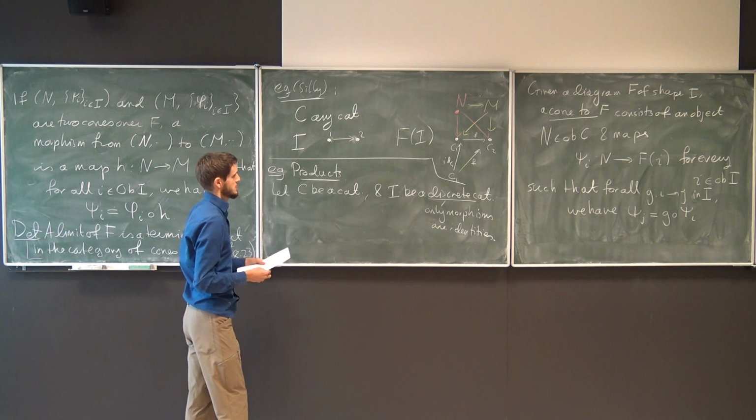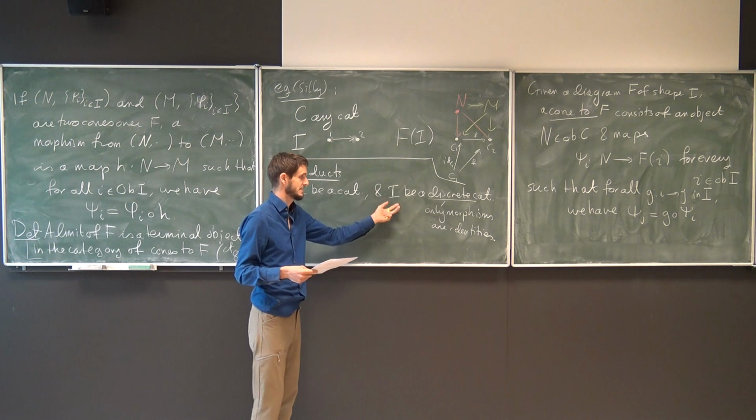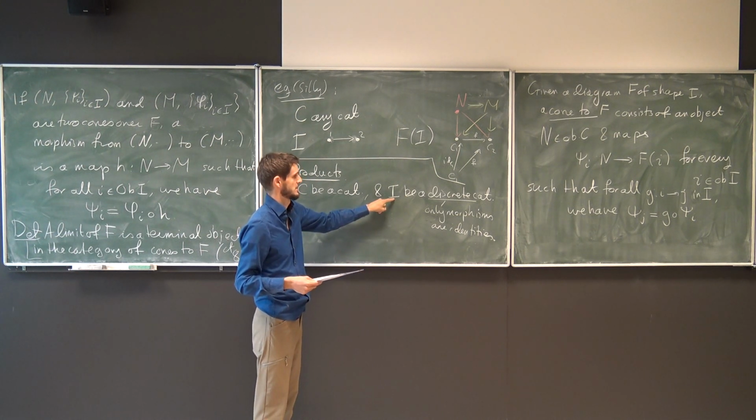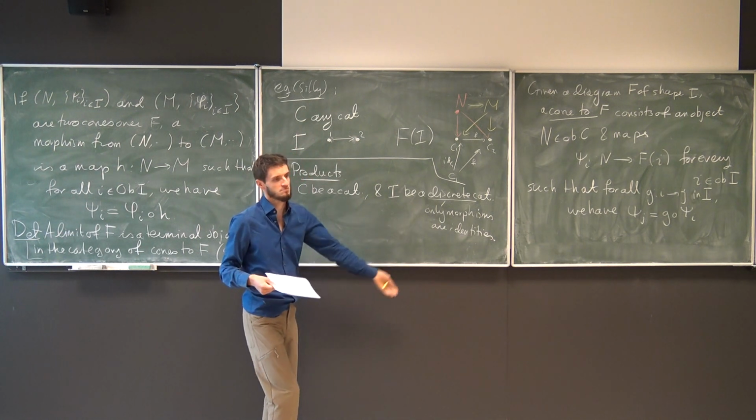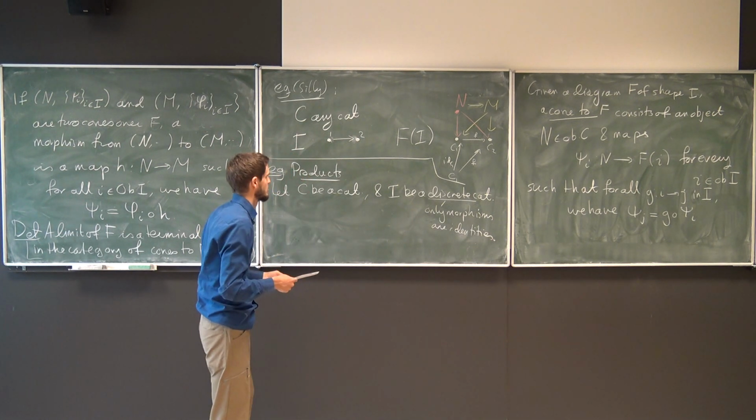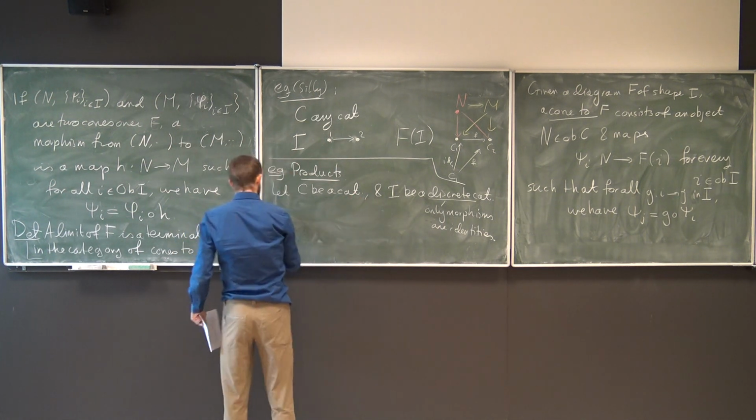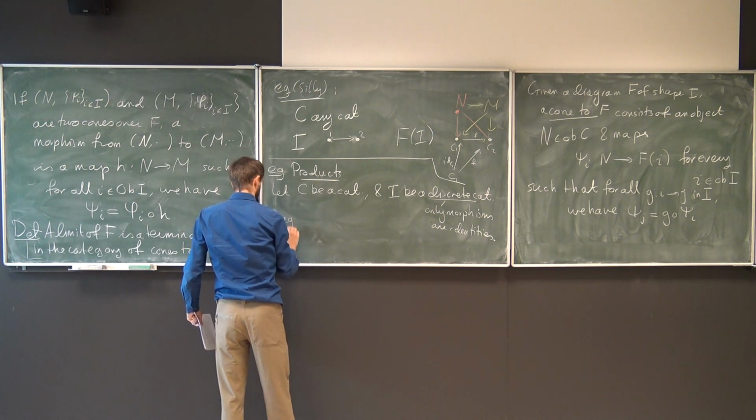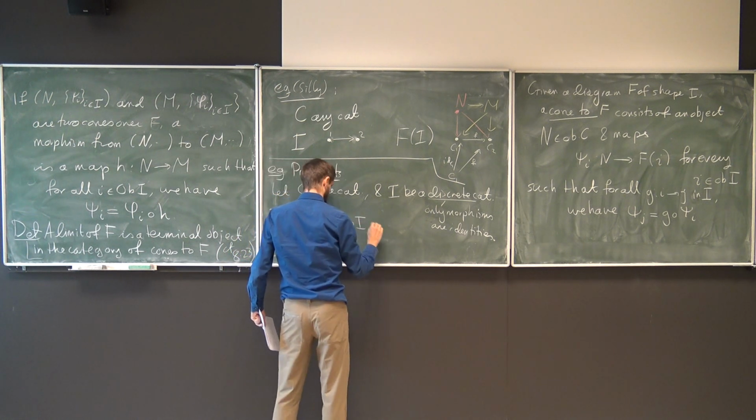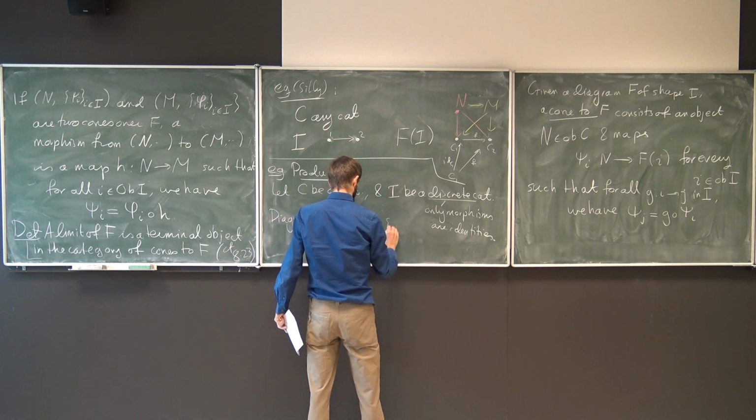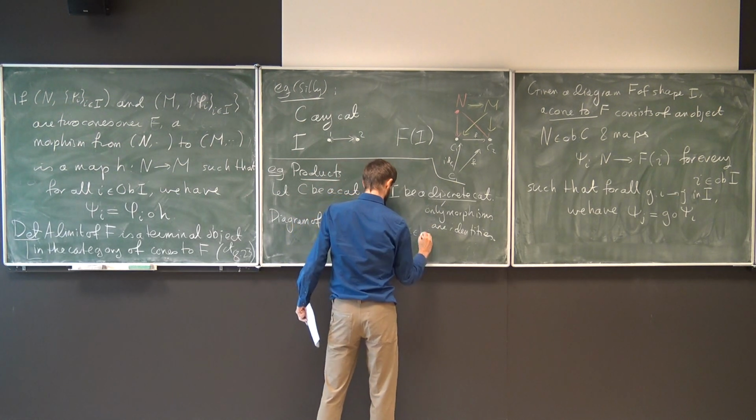So what's a diagram of shape I? To give a diagram of shape I is exactly to specify an object for every object in I. You don't have to do anything with the morphisms. The only morphisms here are the identities, and by definition of a functor, they must be sent to the identities. So to give a diagram of shape I is just to give a collection of objects indexed by I. So a diagram of shape I is just the same thing as, say, a collection of Ci for i in the objects of I.